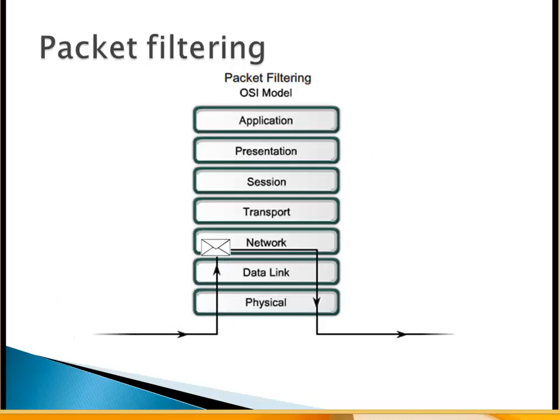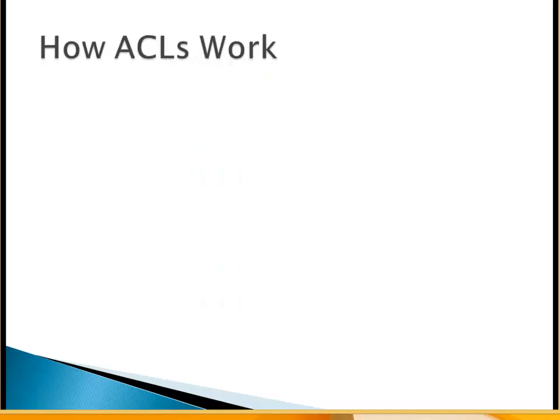So on the packet filtering, the packet comes in, we look at the rules. If it's allowed, we let it go through. Well, the router does. Then another packet comes in. If it's denied, the router will not let it pass, will destroy it.